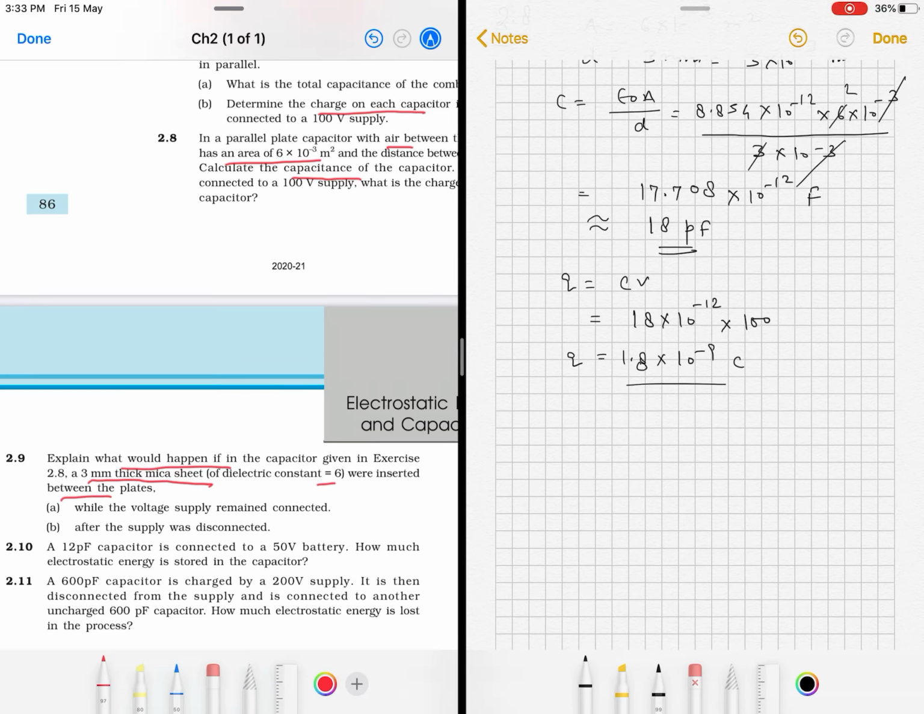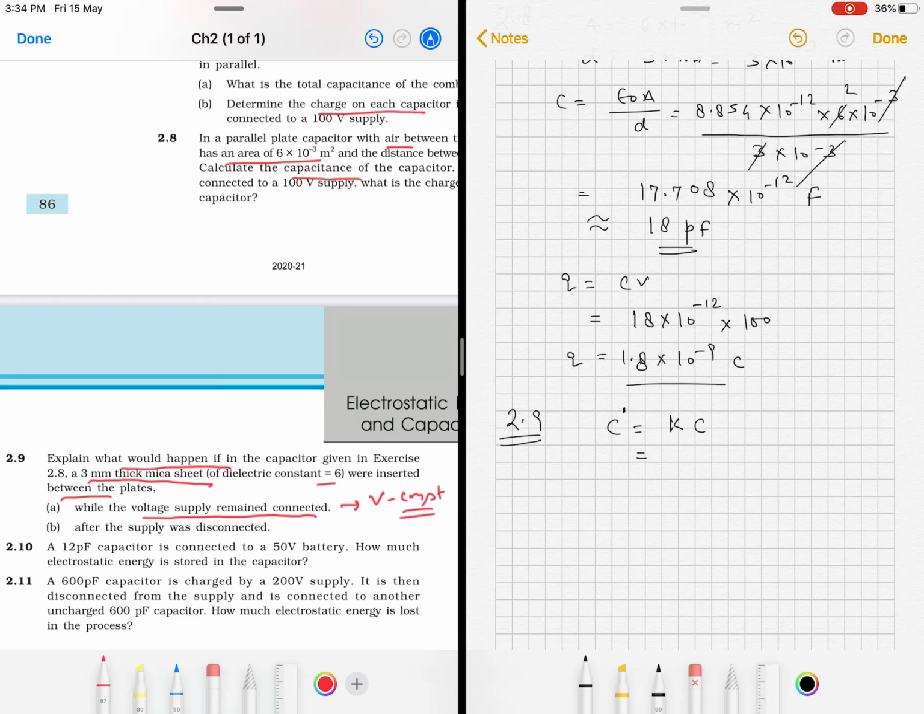So the important concept: when the voltage supply remains connected, then V will remain constant. अगर वोल्टेज सप्लाई कनेक्टेड रहती है कैपेसिटर में तो वोल्टेज कांस्टेंट रहेगा. So here the voltage will remain constant. What will be the change? The capacitance will change because the dielectric is placed. So in this 2.9, C dash is equal to K times C.